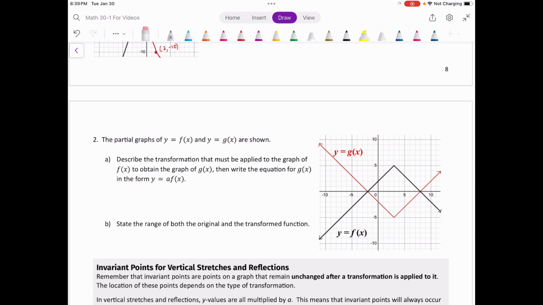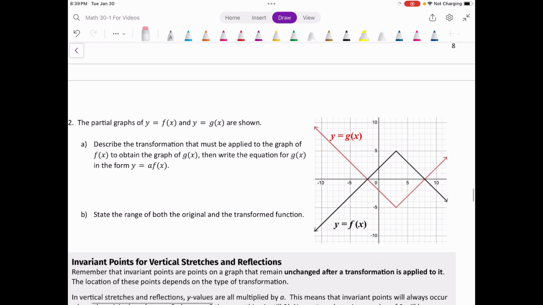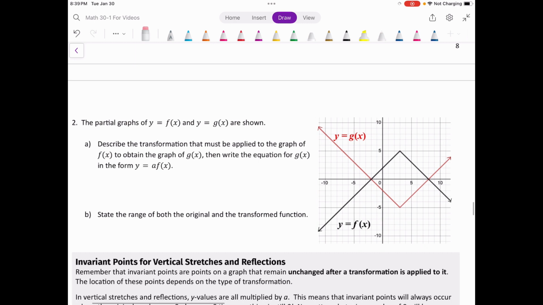Last example here for the notes, and then we'll talk about something we've already been talking about, which are invariant points. But let's try this one out. The partial graphs of y equals f of x and y equals g of x are shown. All right, there they are. Describe the transformation that must be applied to the graph of f of x to obtain the graph of g of x. Then write the equation for g of x in the form y equals a f of x. So write it in terms of f of x. We don't actually have to write the equation for g of x.